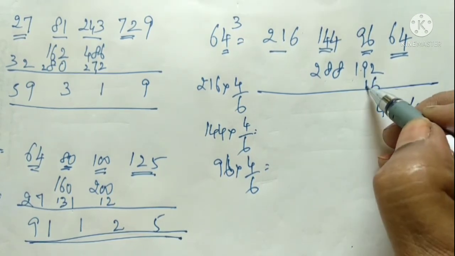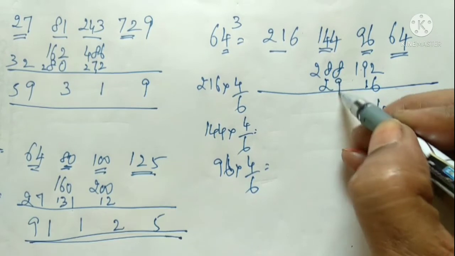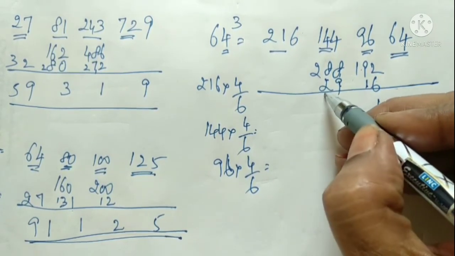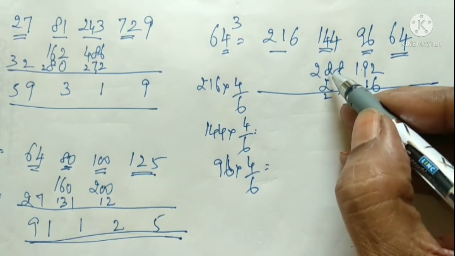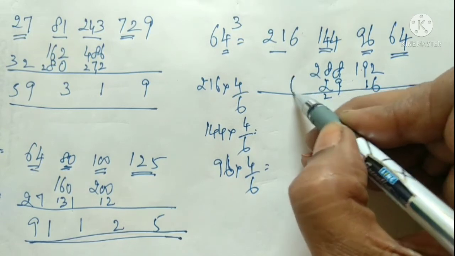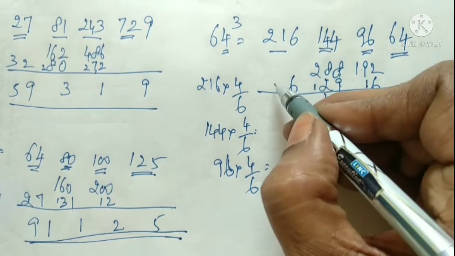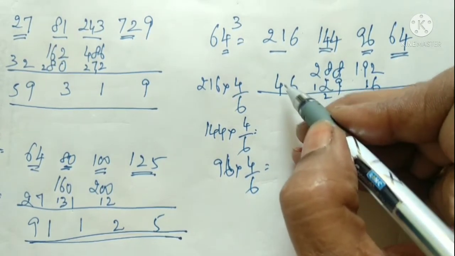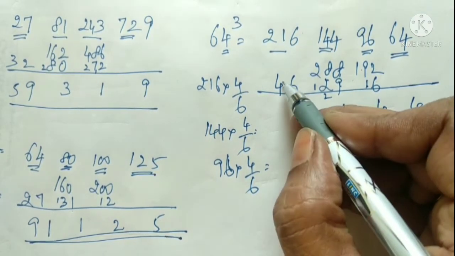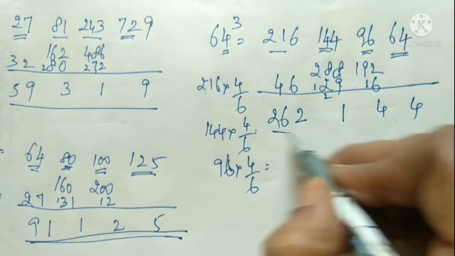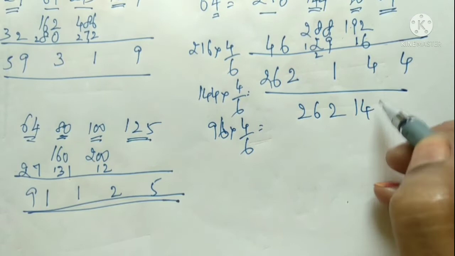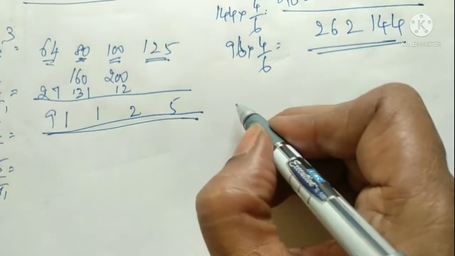Now, 19 plus 1, 20 plus 9, 29 add here. Now it is 17 plus 4, 21. 12 plus 4, 16. Now it is 4. Okay, if you add here 2, 5 plus 1, 6, 2. Now this answer is 262144 is the answer.